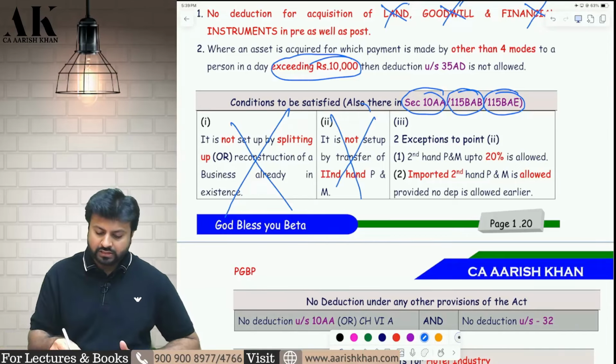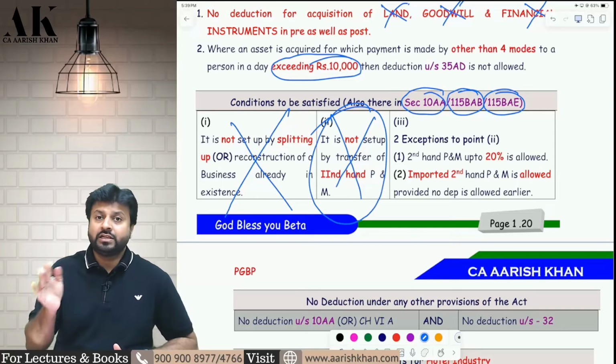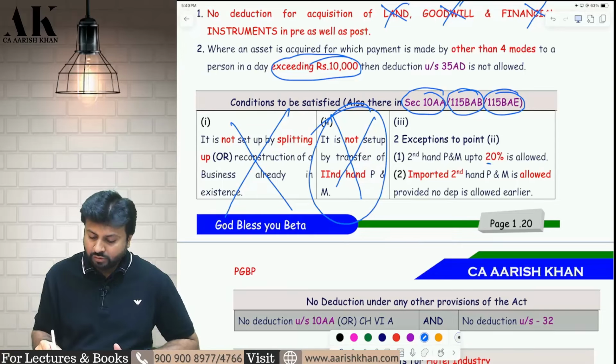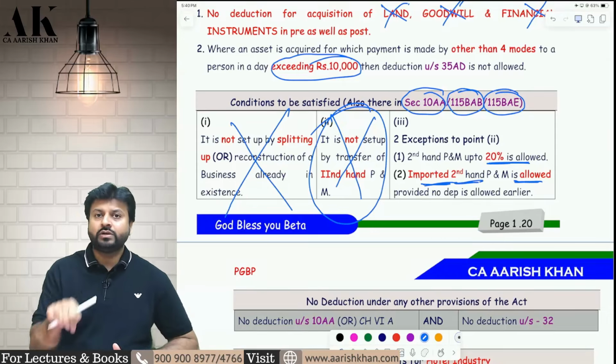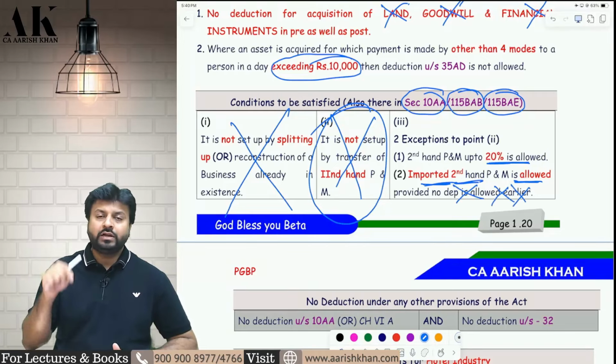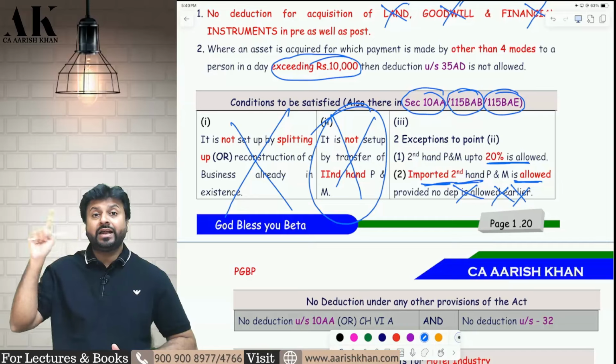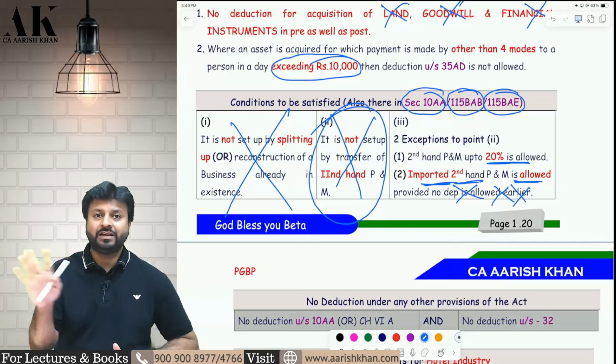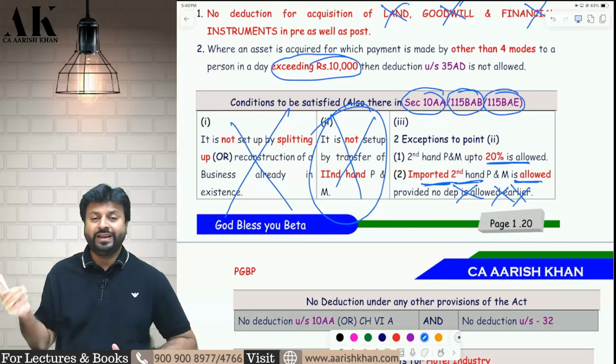But for this condition, there are 2 exceptions where second-hand plant and machinery is allowed. If second-hand plant and machinery is up to 20% of total value, it is allowed. Further, if it is imported second-hand plant and machinery, then also it is allowed, provided no depreciation is taken earlier. So imported second-hand plant and machinery is allowed, but additional depreciation on imported second-hand plant and machinery is not allowed.